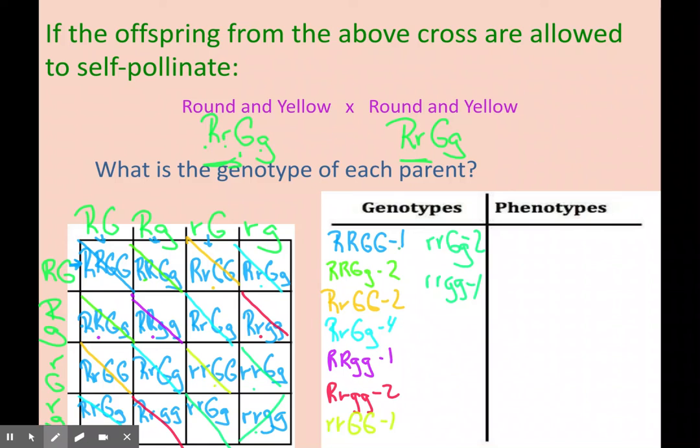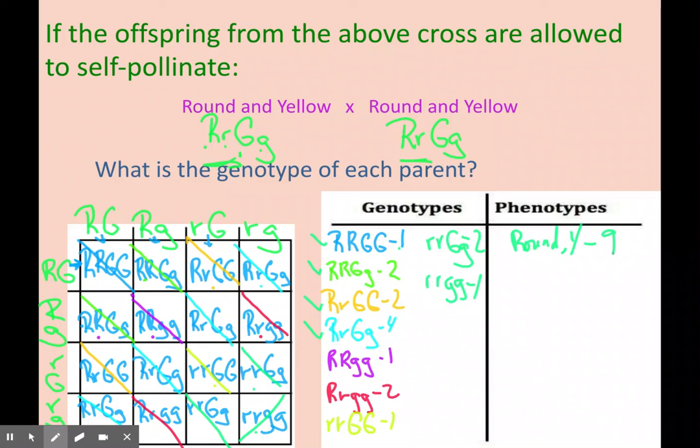Now our phenotypes, the possibilities, we've got round and yellow. So the first one here, this is round and yellow. Because remember, big G was yellow. This is round and yellow. So any big R's and big G's we want to check off. Okay, so it looks like we've got 4, 6, 8, 9 round and yellow.